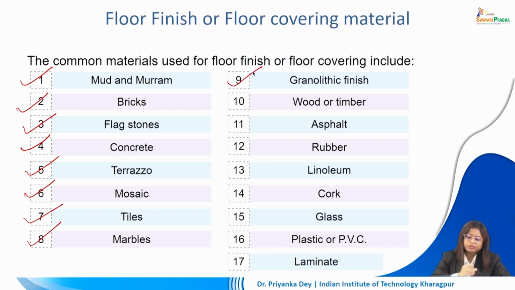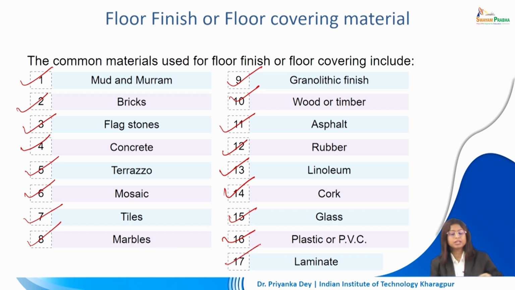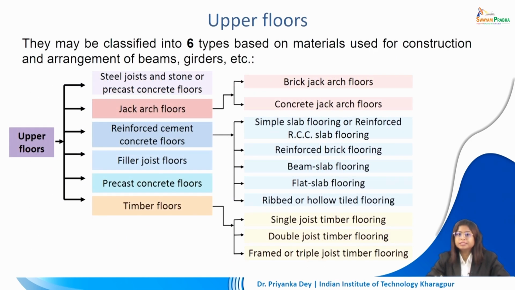We can have granolithic finish, wood or timber if wood is more temporary, locally available, and also if wood is affordable for us because of its availability. Definitely not in a place where a lot of moisture is expected. We can use asphalt, rubber, linoleum, cork and even glass for our flooring. Glass of course can be used in places where we want light from the upper floors to infiltrate the lower spaces. Plastic or PVC and laminate may also be used as floor covering. For upper floors, there are different types of floors that we can go for construction purposes.